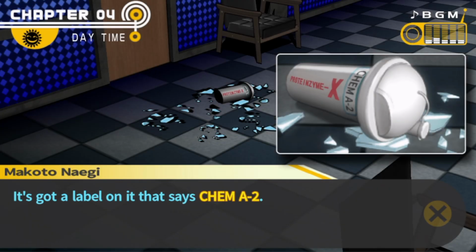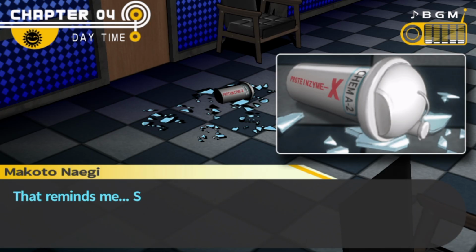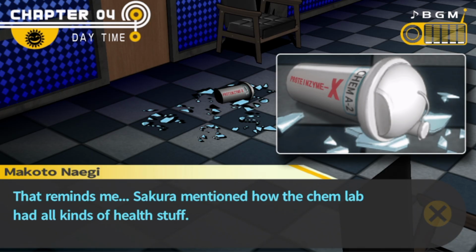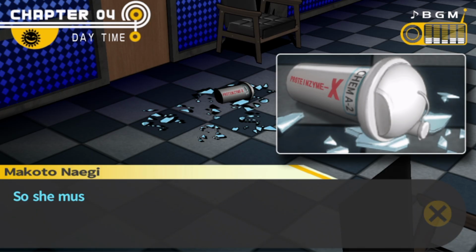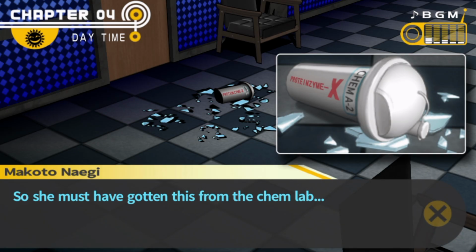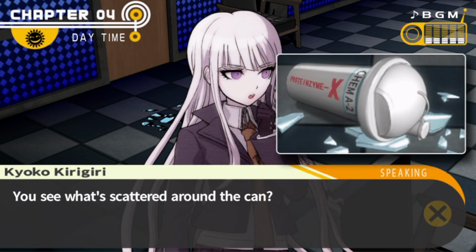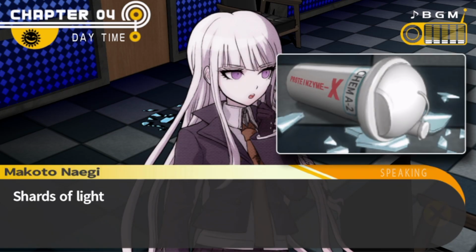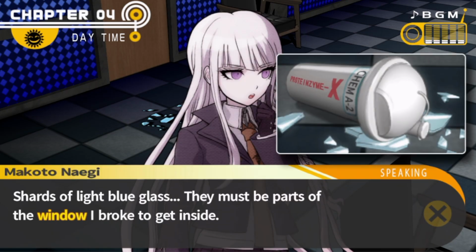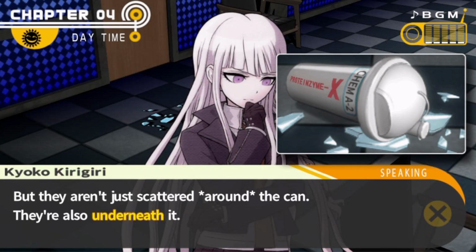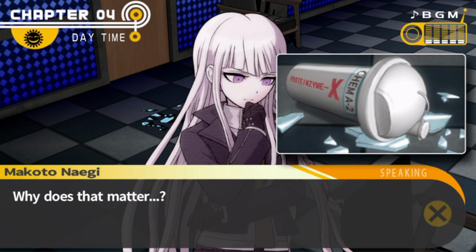It's got a label on it that says Chem A2. That reminds me, Sakura mentioned how the Chem lab had all kinds of health stuff. So she must have gotten this from the Chem lab. Just a second. But that's strange. What is? Do you see what's scattered around the can? Shards of light blue glass. They must be parts of the window I broke to get inside. Correct. But they aren't just scattered around the can. They're also underneath it. Why does that matter?